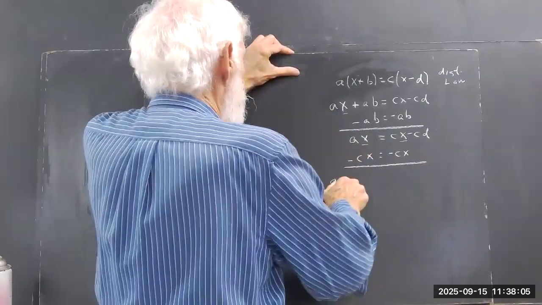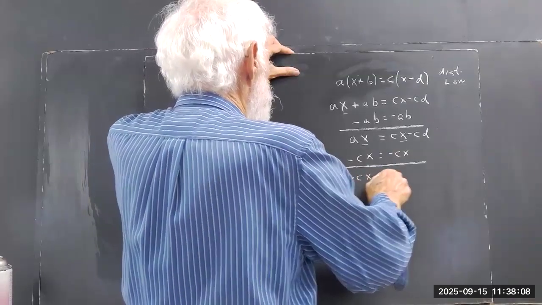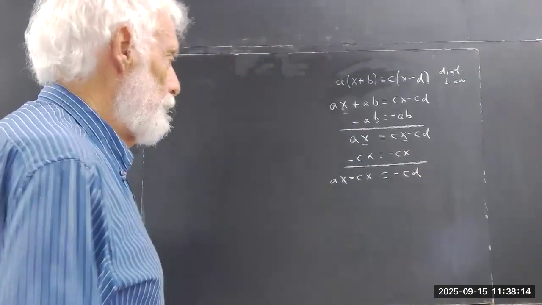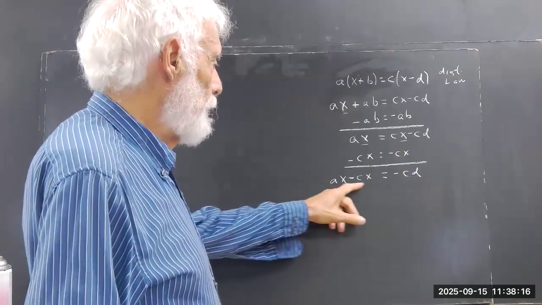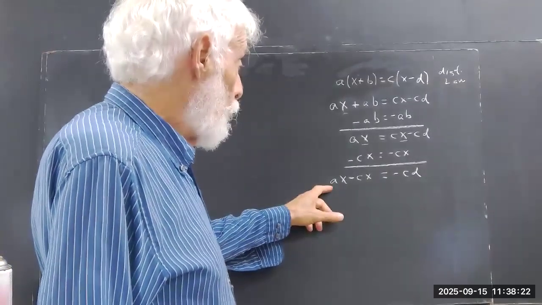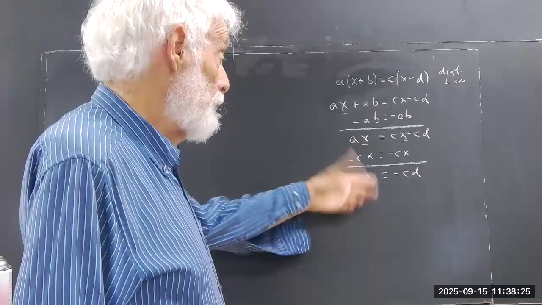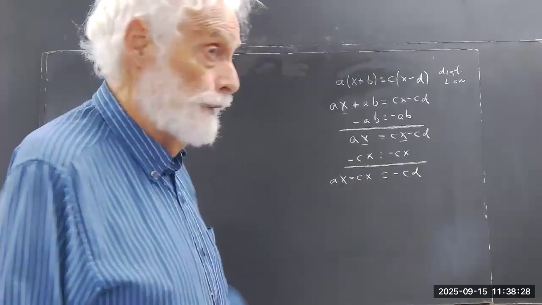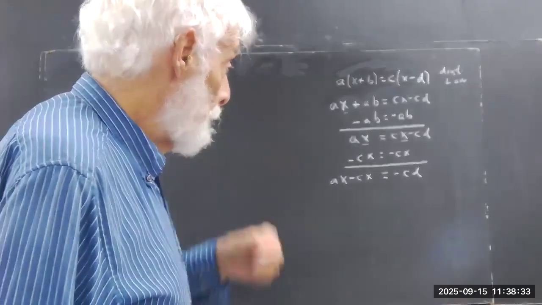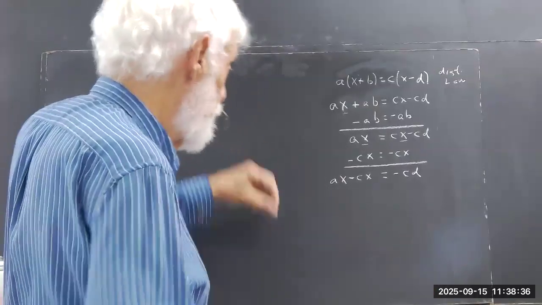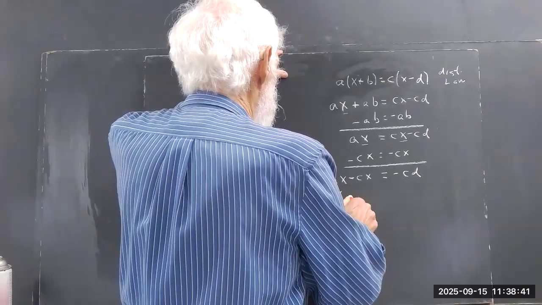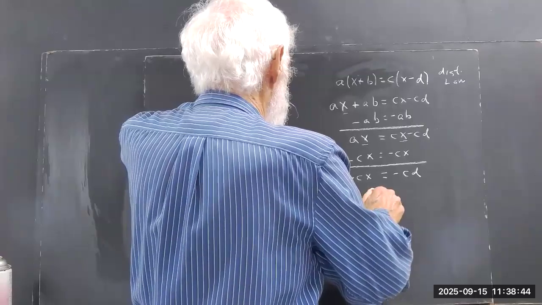On this side, you end up with AX minus CX. On this side, you end up with minus CD. What do you do about that? Well, if it was 5X minus 3X, you just end up with 2X, right? If it's 4X minus 7X, you'd end up with a negative 3X. Okay, if you had numbers for A and C, you'd add those numbers together. Well, there's an operation, it's just called factoring. You could write this as X times a quantity A minus C.